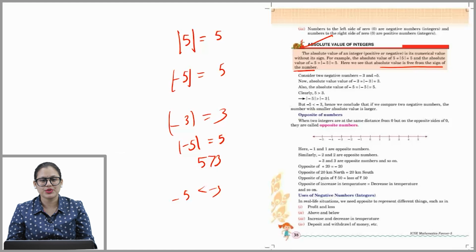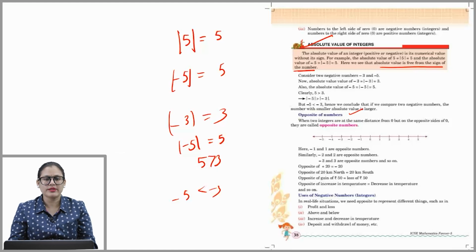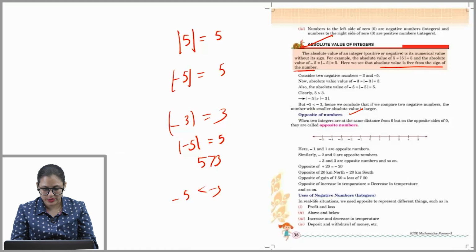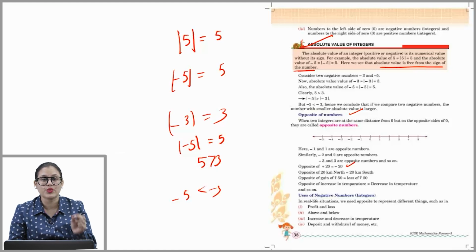Okay. Now opposite of numbers. When two integers are at the same distance from 0 but on the opposite sides of 0, they are called opposite numbers. Here minus 1 and 1 are opposite numbers, minus 2 and 2 are opposite numbers, minus 3 and 3 are opposite numbers, and so on. Opposite of plus 20 is minus 20. Opposite of 20 kilometer north is 20 kilometer south. Opposite of gain of rupees 50 is loss of rupees 50. Opposite of increase in temperature is decrease in temperature.